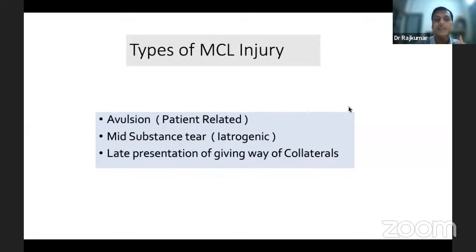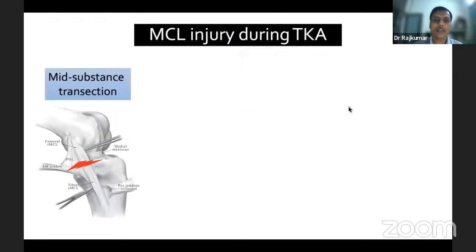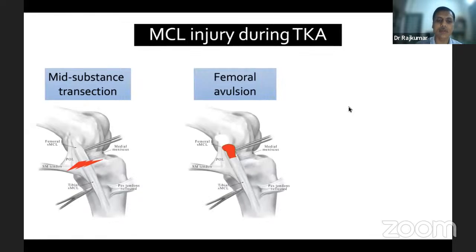The next is the mid-substance tear. Many a times, or most of the time, it is iatrogenic. So it is surgeon-related. These two are very, very important that you need to understand, whether it is an avulsion or a mid-substance tear. The late presentation of loosening of collaterals happens, which I will come to a little later in the talk. So if you look at the MCL injury during a TKR, it can happen in the mid-substance transection. That is the mid-substance tear, which is iatrogenic.